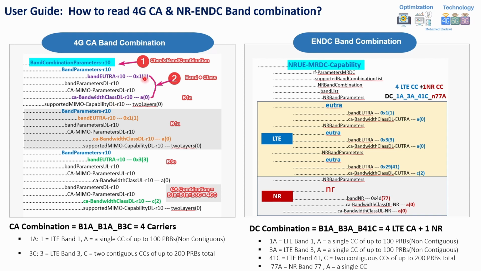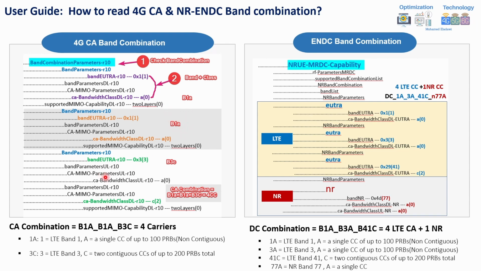This shows that band 1 has class A. Class A means 1 carrier, maximum 20 megahertz. So this one will be B1A. The second carrier is the same, again B1A, but this means these 2 carriers will be non-contiguous, because 1A, if you remember, means the maximum contiguous is 1. So this means you will have 2 band 1 non-contiguous carriers.